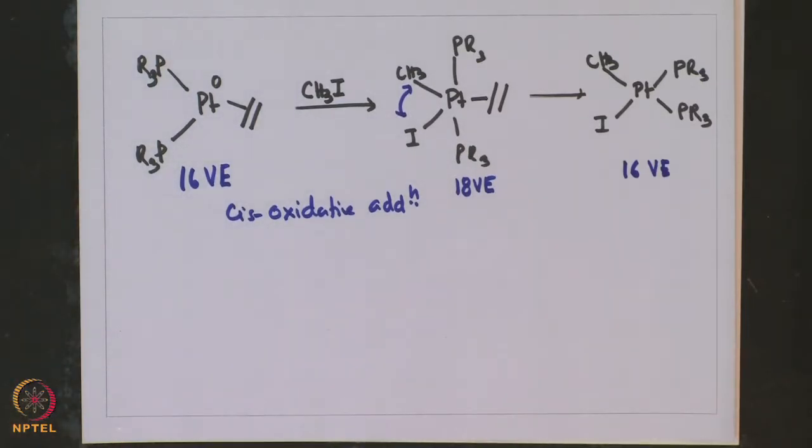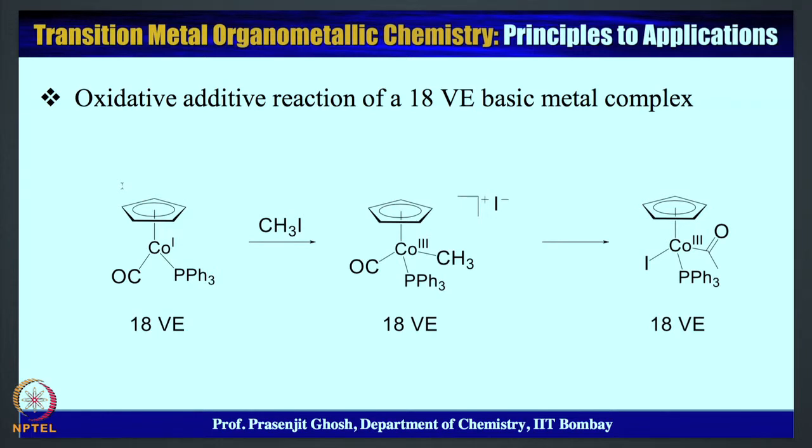So, oxidative addition requires an electron rich metal center. Now, if we look at various examples of oxidative addition, it would seem that the complex should have electronic unsaturation, that is, its total valence electron count should be lower than 18, at least by 2 valence electron units. Now, that would imply that 18 valence electron complexes might not undergo oxidative addition at all, but this is not true. Oxidative addition may also happen in an 18 valence electron basic metal complex.